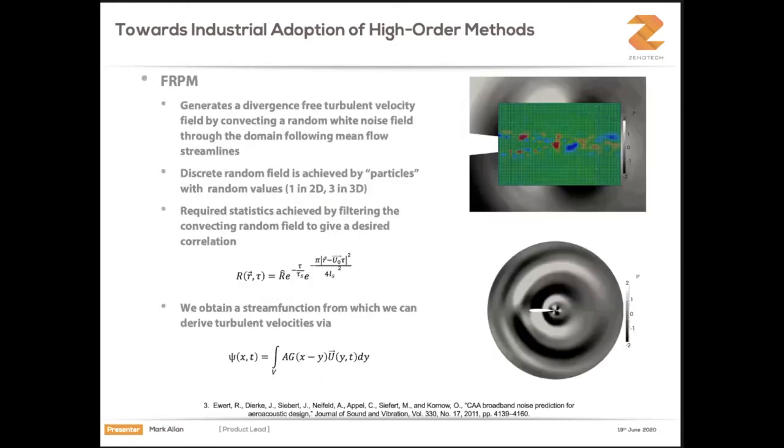The stochastic noise generator itself is based on the FRPM method from DLR. The idea behind the method is to take a RANS simulation, and from the RANS simulation you can take the streamlines and some information about turbulence, so turbulent kinetic energy and turbulent integral length scale. We then have a random field propagating along these streamlines, and we filter that random field such that we end up achieving a turbulent energy spectrum which we predefine. From that we can get a fluctuating stream function from which we can derive some turbulent velocities, and then we can derive some acoustic sources.